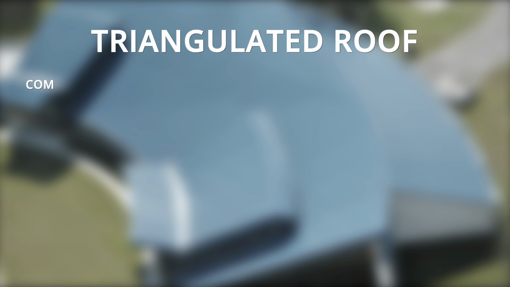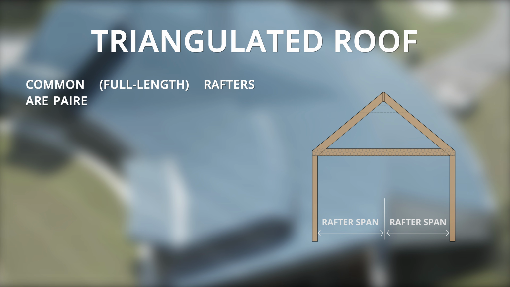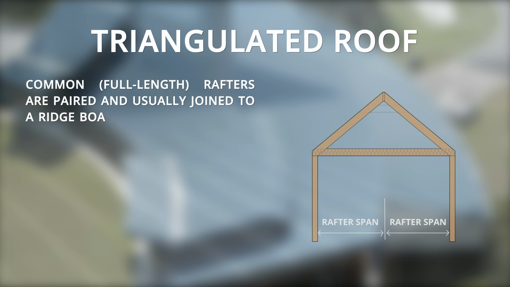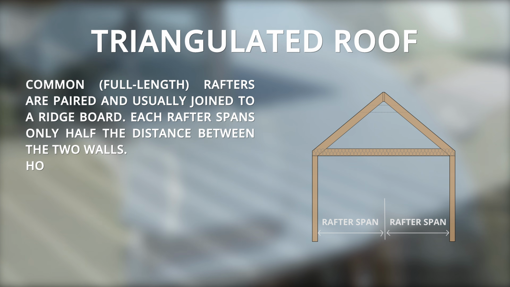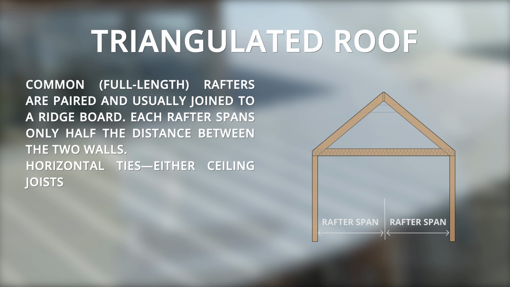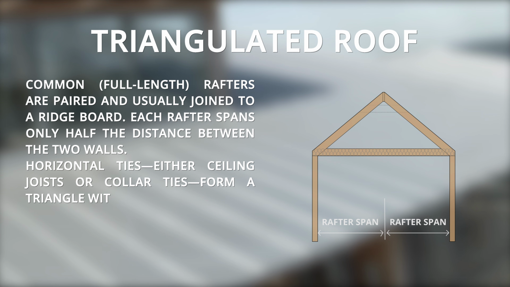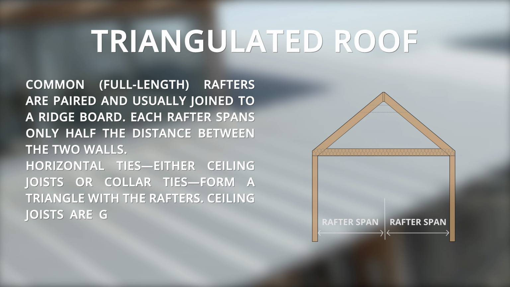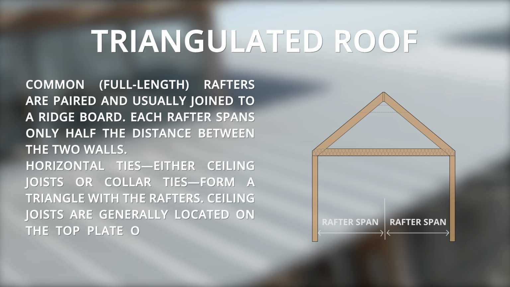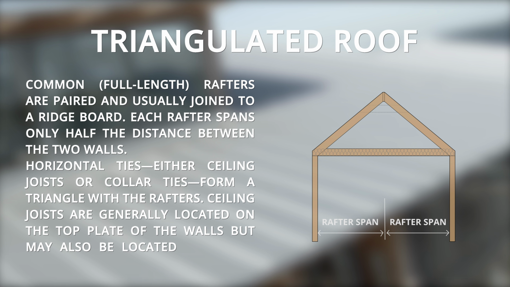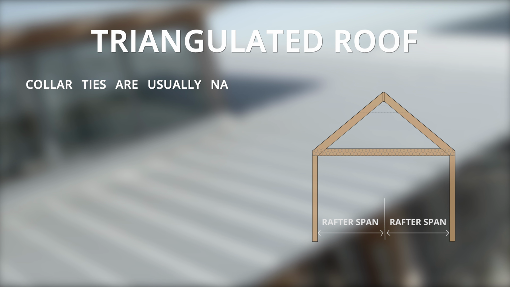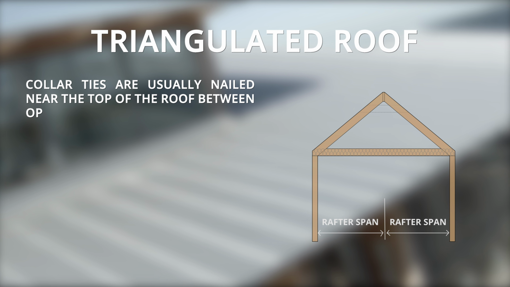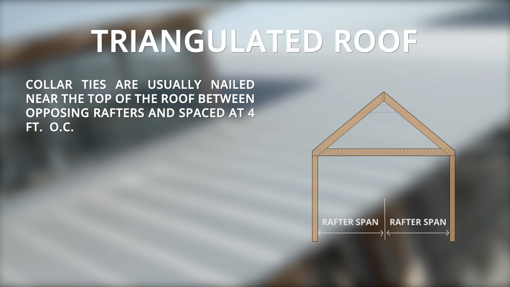Triangulated roof. Common full-length rafters are paired and usually joined to a ridge board. Each rafter spans only half the distance between the two walls. Horizontal ties, either ceiling joists or collar ties, form a triangle with the rafters. Ceiling joists are generally located on the top plate of the walls but may also be located higher to form a partially vaulted ceiling. Collar ties are usually nailed near the top of the roof between opposing rafters and spaced at 4 feet on center.